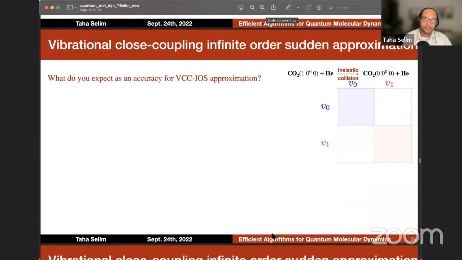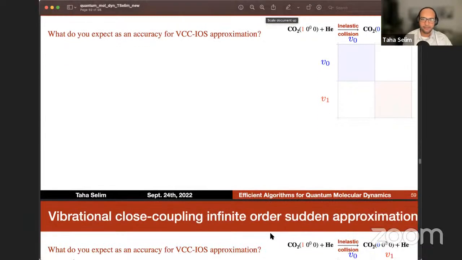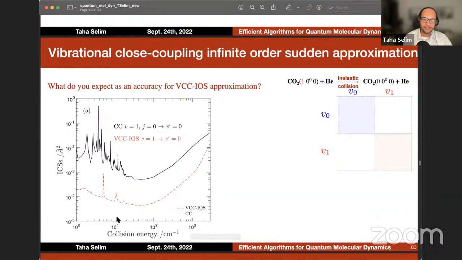So what do you expect as an accuracy for such an approximation? Here is the accuracy. I was explaining what term should be switched off; I will slow down a bit. So what we see here are 2 curves. The red one is the vibrational close coupling infinite order sudden approximation, the VCC IOS. And the black one is the exact coupled channel calculation.